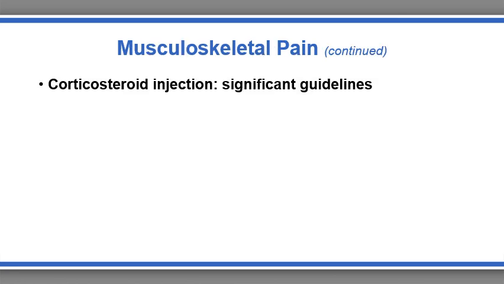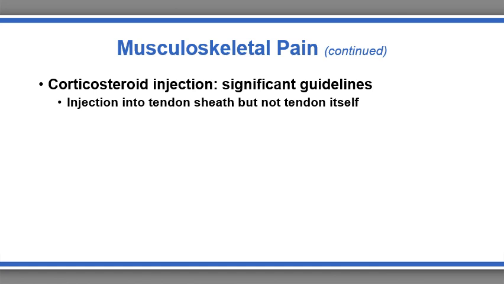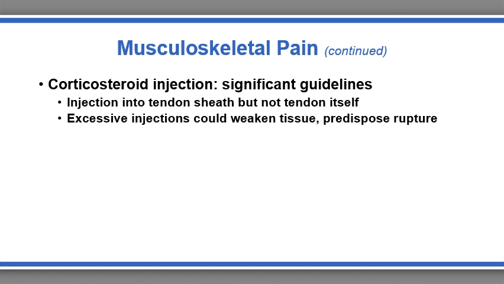So again, continuing with that same loop, with corticosteroid injection there need to be significant guidelines that we look at. If you're going to inject for a tendon condition, usually they look at injecting into the tendon sheath. So a skilled practitioner really has to do this. Injecting into a tendon sheath, you're usually not going to have as many problems with the actual weakening of the tissue that you'd commonly see with other things. But you do have to be aware of that. Any excessive injections could weaken tissue and predispose to rupture.